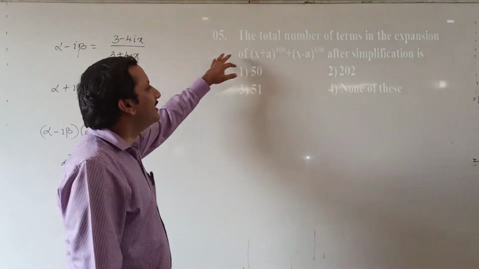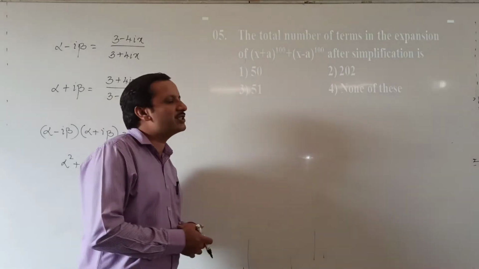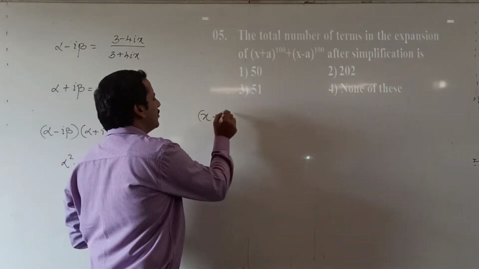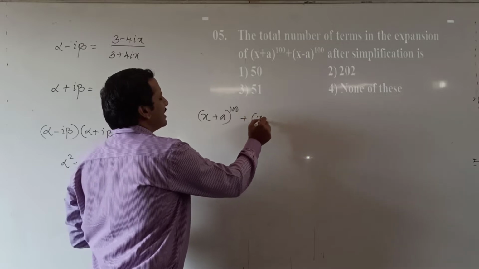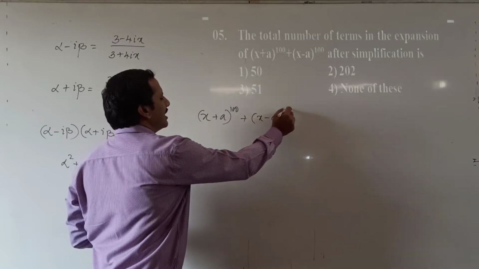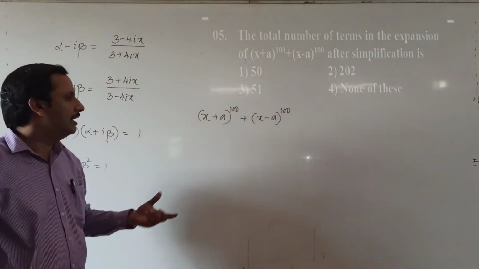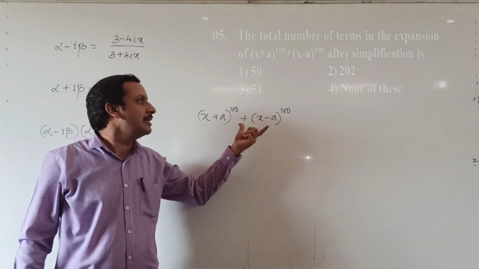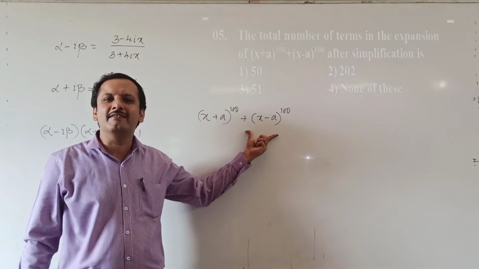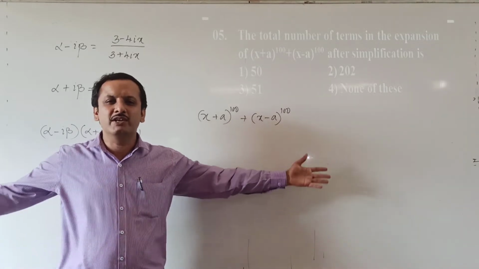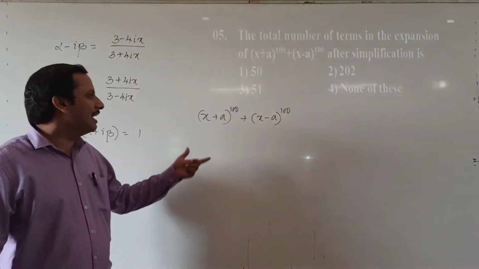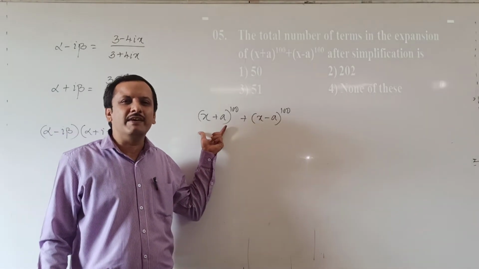Look at question number 5. The total number of terms in the expansion of (x plus a) whole power 100 plus (x minus a) whole power 100. If I expand this, the expansion contains 101 terms. This expansion also contains 101 terms. If I add them, we get 202 terms. No, that's not correct, because if I expand this, there are 101 terms.